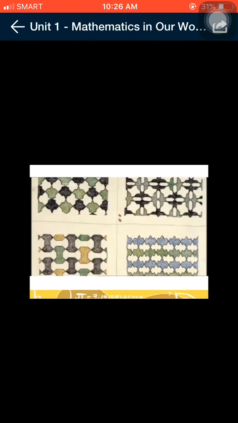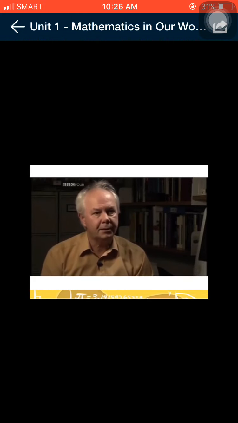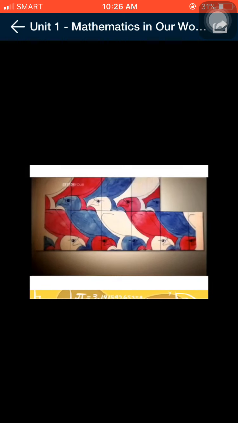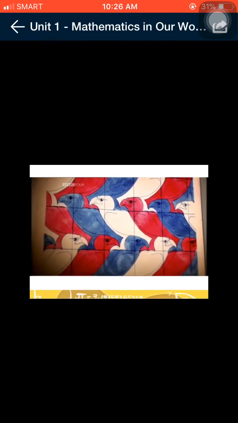From then on, he would spend much of his life experimenting with an area of mathematics known as tessellation. Tessellation is about regular patterns that divide the plane. That means that they split the plane up into lots of little tiles, and those tiles fit together perfectly. They don't overlap and they don't leave any gaps.